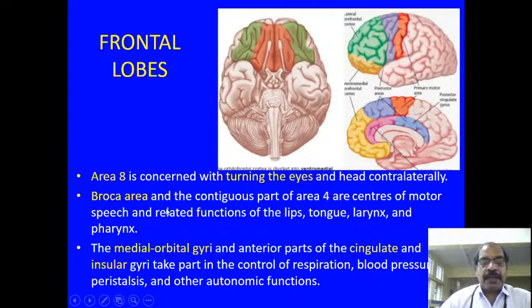Other parts of the brain are the medial orbital part, the cingulate gyrus and the insular gyri. They also serve different types of functions. So these parts of the frontal lobe, like the medial orbital part, cingulate gyrus and insular gyrus, are responsible for functions like proper control of respiration, blood pressure and also various other autonomic functions, for example, regulation or control of the bladder and bowel. So this frontal lobe has multiple functions, not only motor activity but higher mental functions like cognitive functions, movement of the eyeball and various types of autonomic functions.